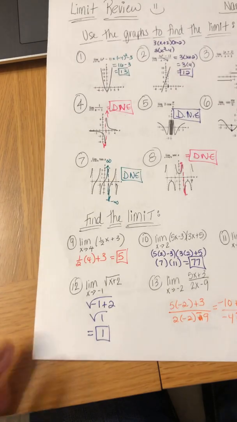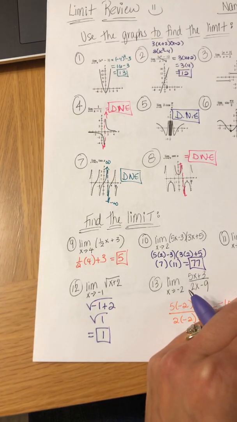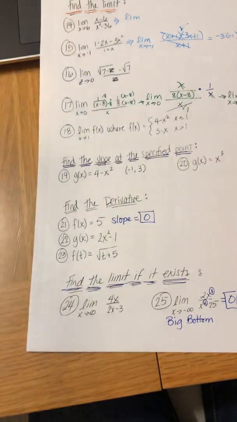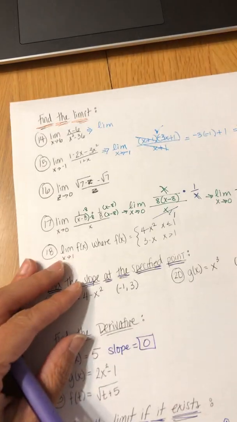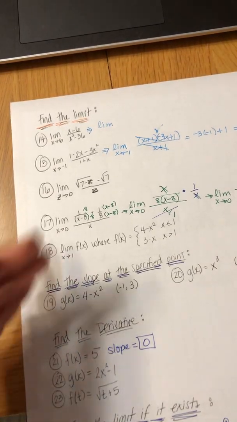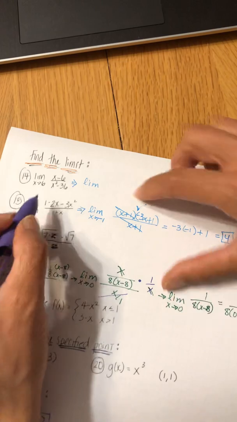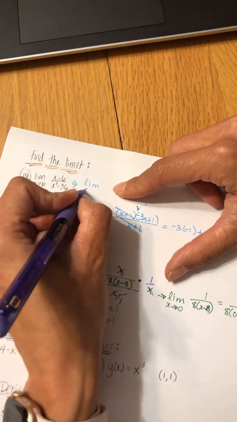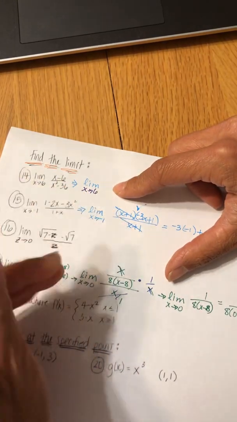Okay, on to the next page. Those are pretty easy. At least I hope you guys think those are easy, because they really are. Oh yeah, I accidentally started on number 14, but I caught myself. So the limit as x approaches 6 of this.